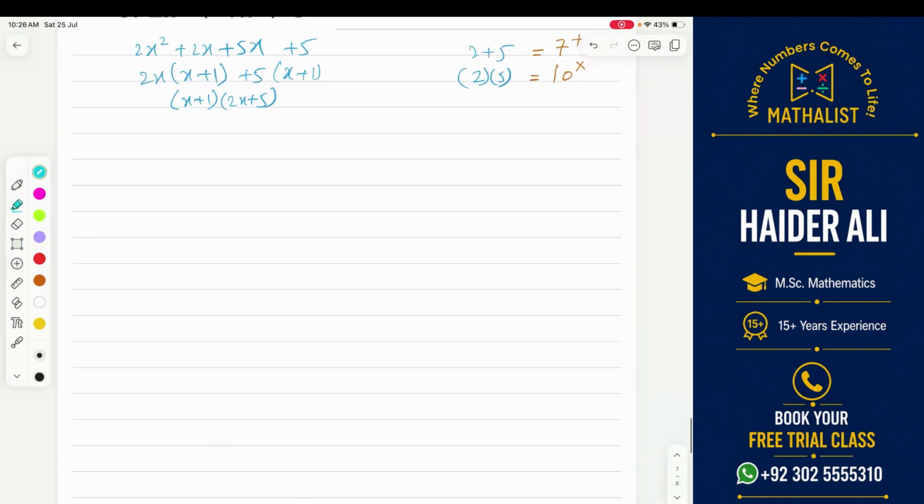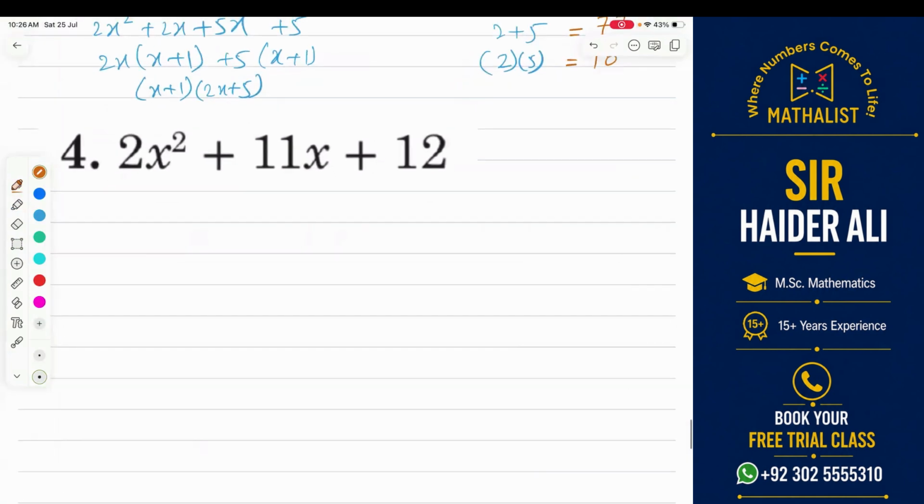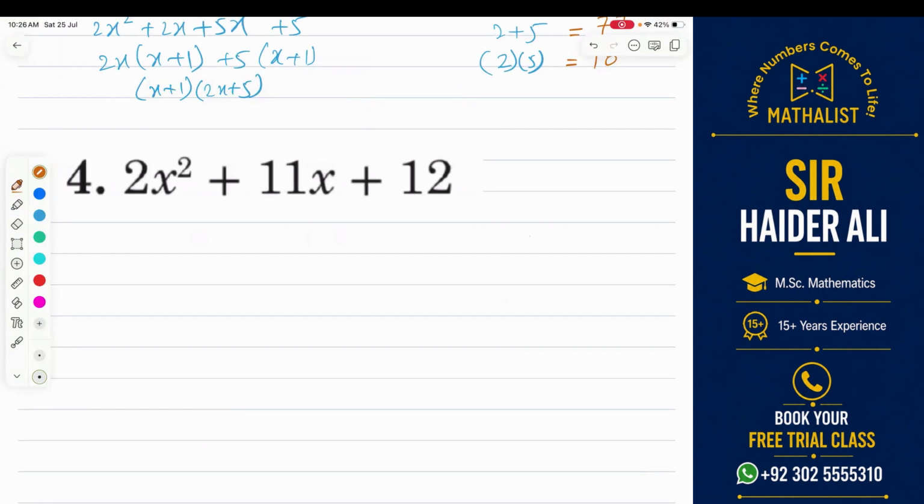Now this question number 4. Which two numbers will I write in the side board? Tell me. 11, and also 14? No, multiply. 24. By multiplying, you get this number, and by adding, you get 11.